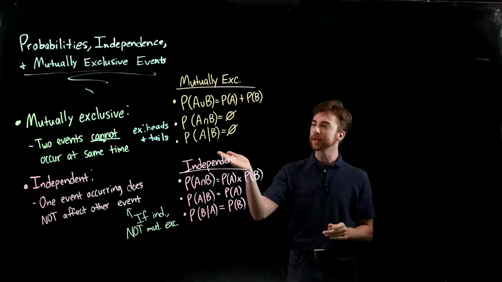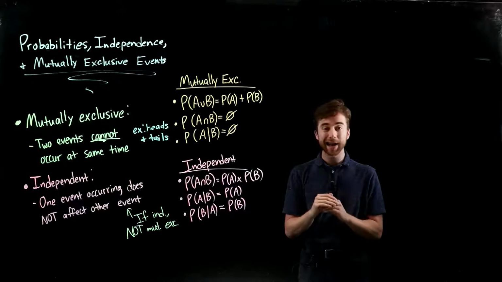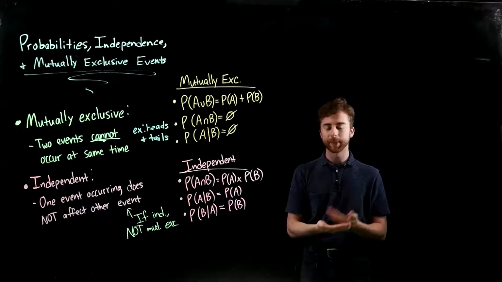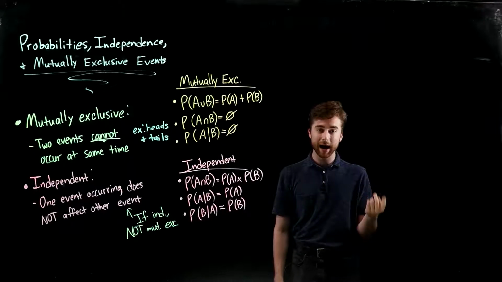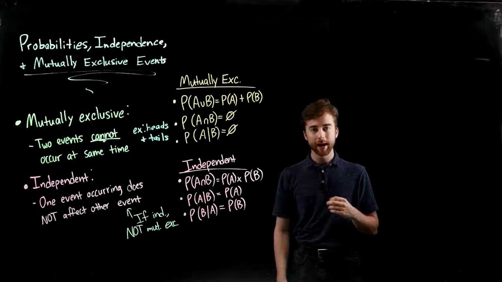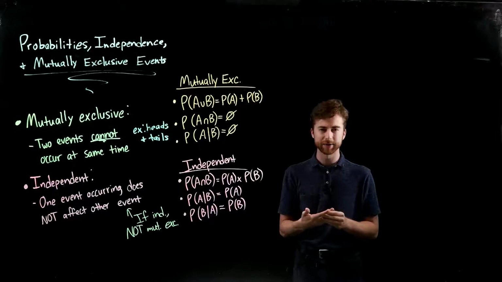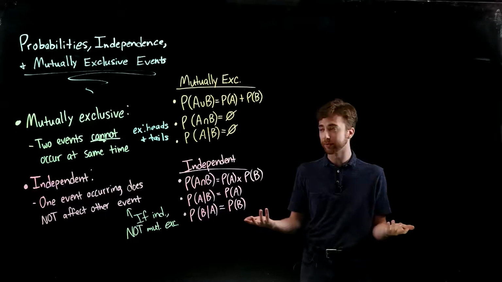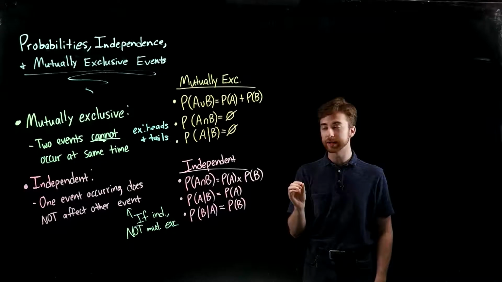For two events to be mutually exclusive, that means that they cannot occur at the same time. The example I like to use is flipping a coin, and it's going to land on either heads or tails. If I flip a coin, there's no chance that it's going to land on both heads and tails at the same time. That's just impossible. So in that case, those two events would be mutually exclusive.